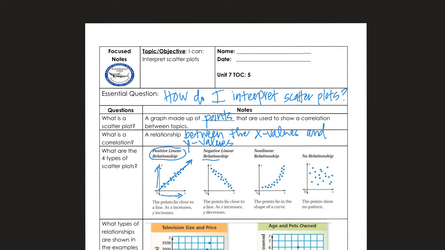Whereas with our negative linear relationship, as x is increasing, y is decreasing. It's going down. If you were to start at the top of this hill, you'd be going down. So this is a negative linear relationship. If any of the points create like a curve or something that isn't linear, then we call it a non-linear relationship. So this is making a curve. And then when the points have no pattern at all and they're kind of scattered about, then we call that no relationship.